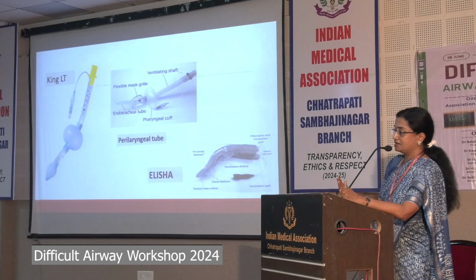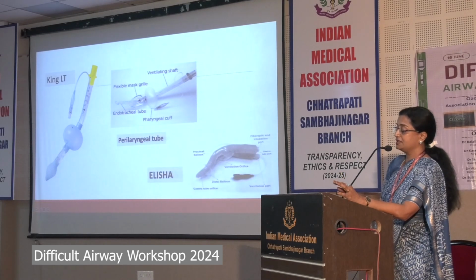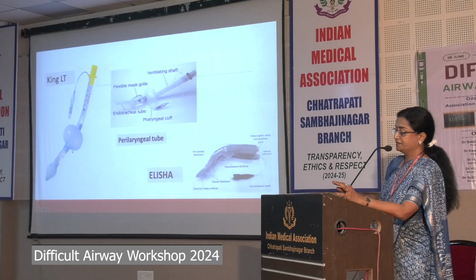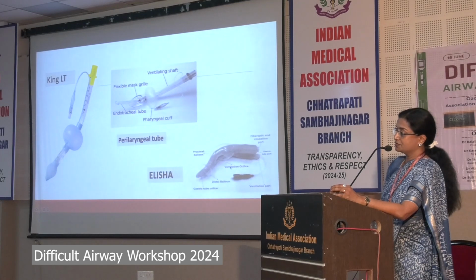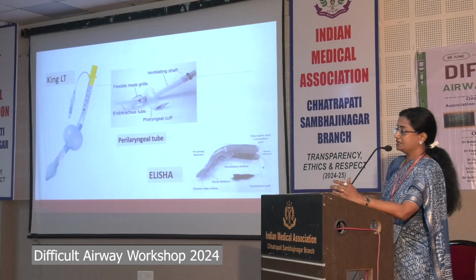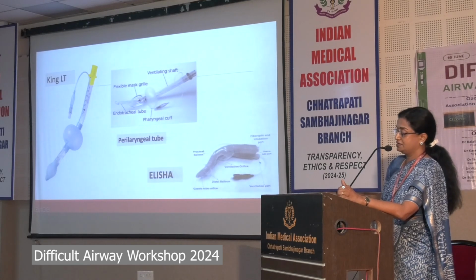These are emergency double ballooned King laryngeal tube, that is a combi tube, and these are perilaryngeal tubes, okay, which come with a cobra-like head. This is there on the table, you can see. And this is Aintree. Okay, Aintree has a ventilating port separate from the bronchoscopic port, so you can keep ventilating while you are doing a bronchoscopic intubation.